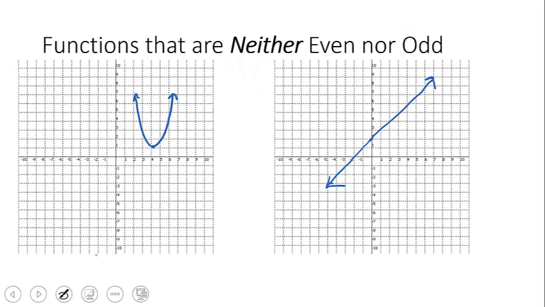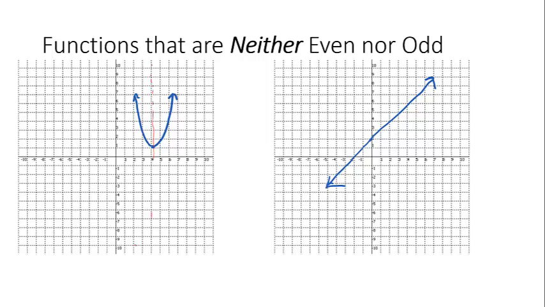Some functions are said to be neither even nor odd. For instance, the graph over here on the left you may want to say is an even function because there is symmetry. However, the symmetry is not about the y-axis. It's here about the line x equals 4.